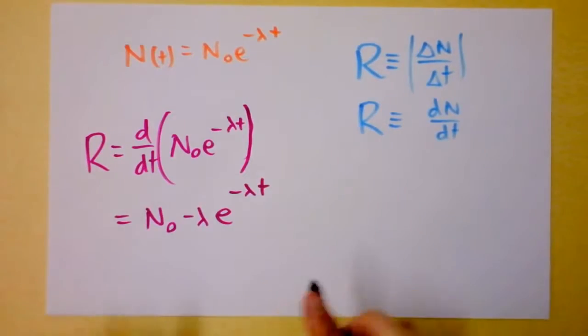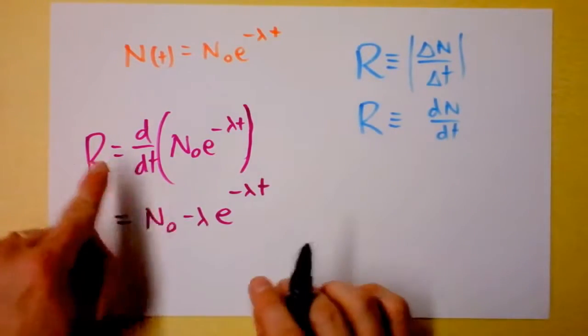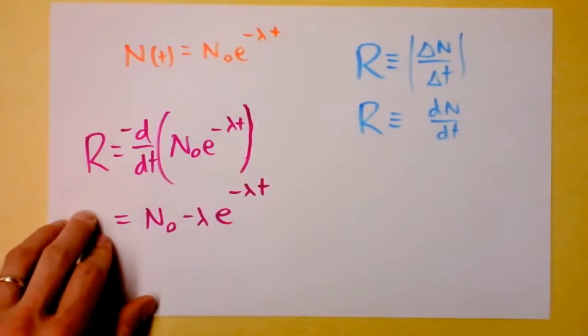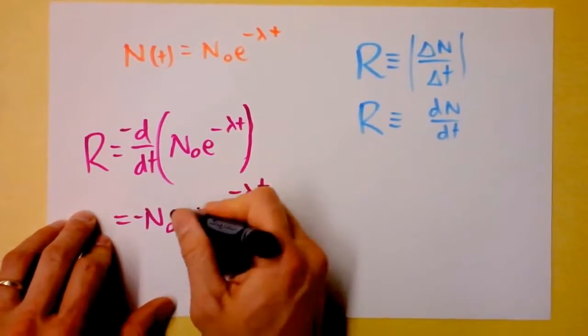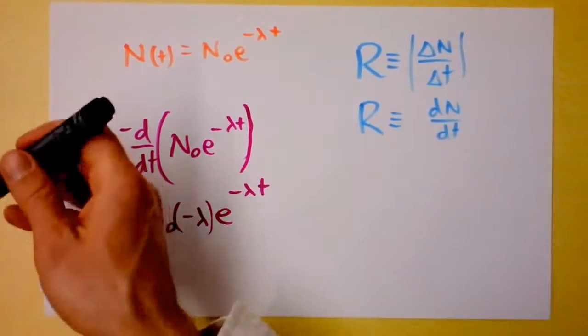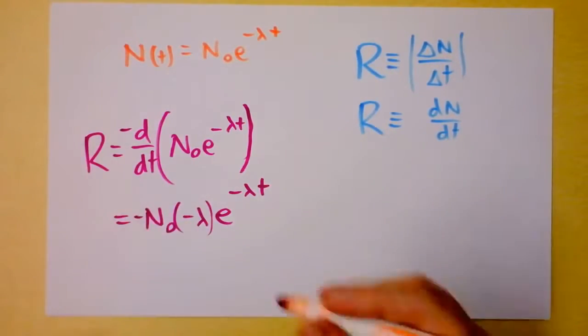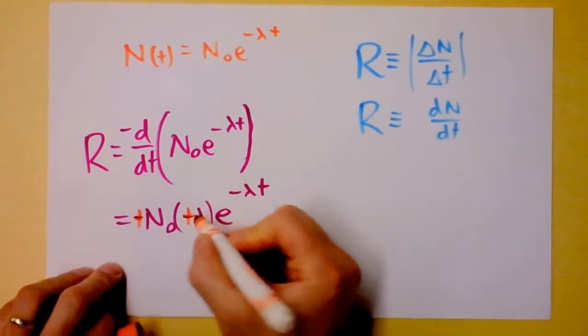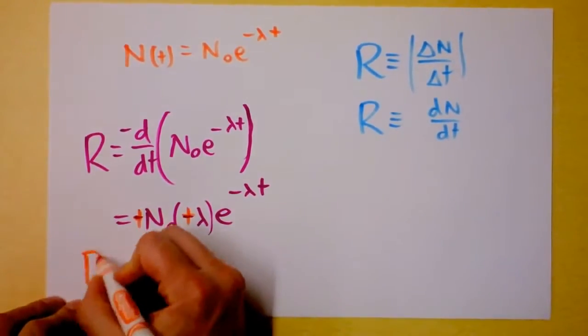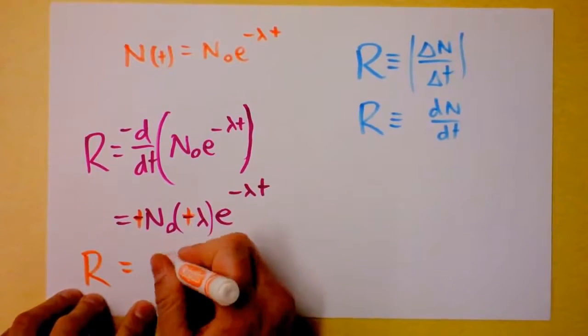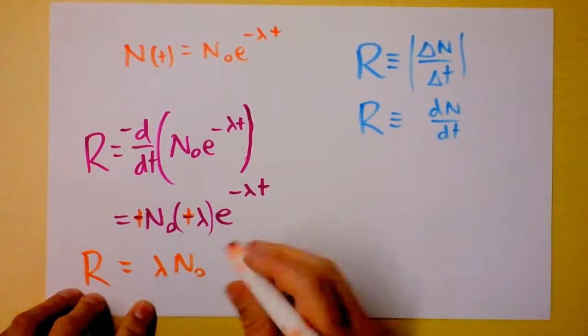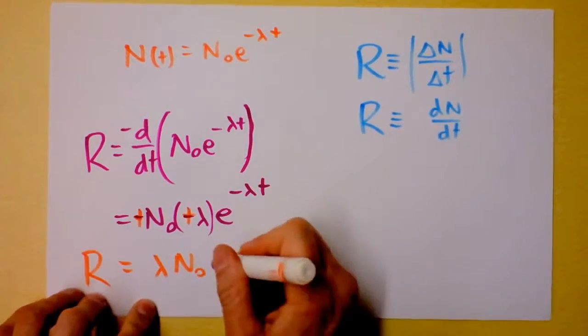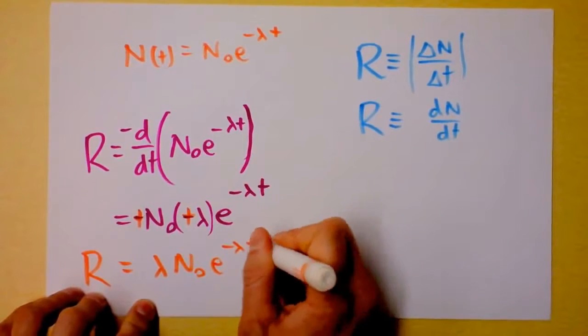And what I can say now is that, wait, we didn't want this to be positive, right? We're supposed to put a minus sign out front here, and then multiply by that, and these are supposed to cancel out so that I get positive, positive, positive. And I find that the rate is lambda times N naught times e to the minus lambda t.